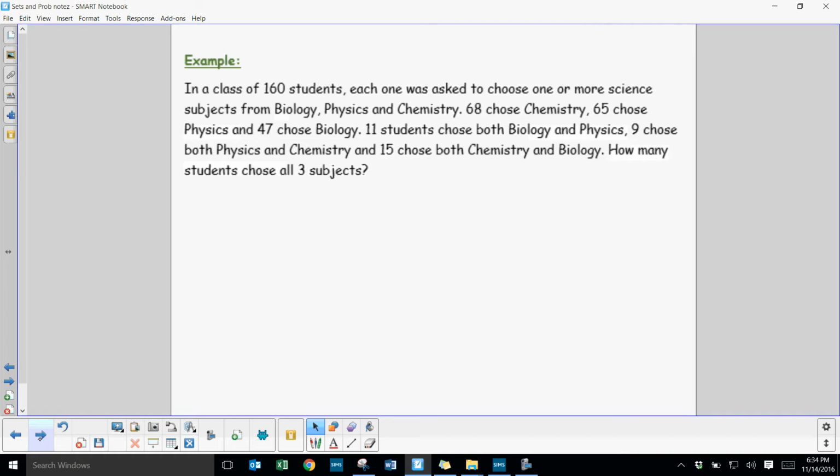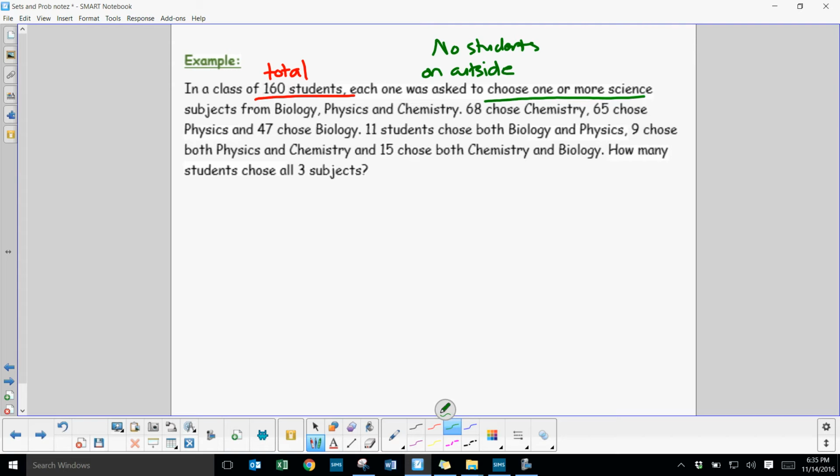It's way more complicated. So you've got a class in total of 160 students. That's important, that's your total, might be worth noting. Each one was asked to choose 1 or more science subjects. To choose 1 or more means that there will be no students on the outside of the circles. So no students on the outsides of the circles is what that's referring to. That's important to know, that there's no students who chose none of them.